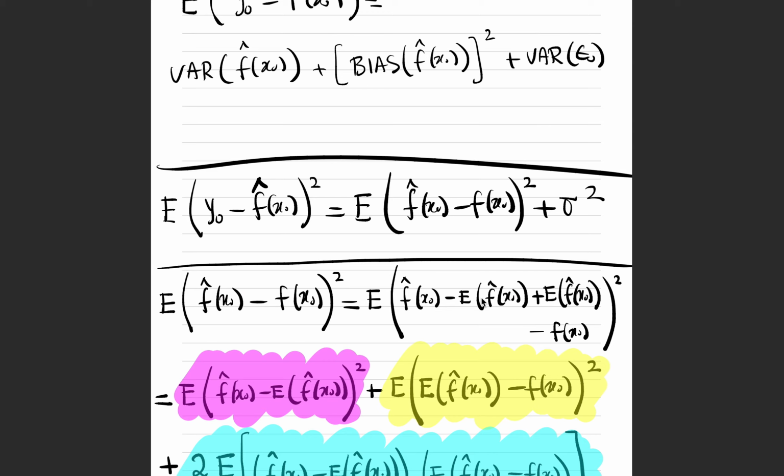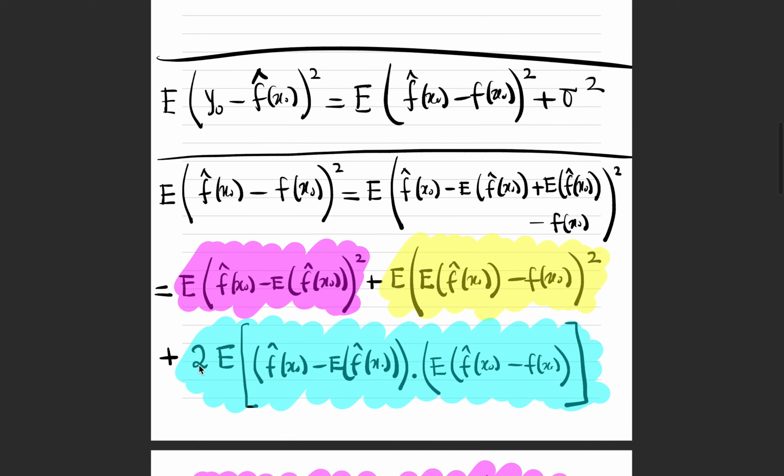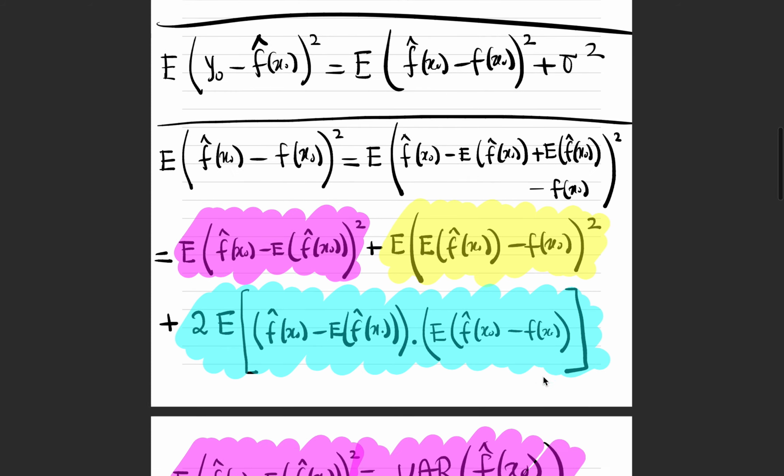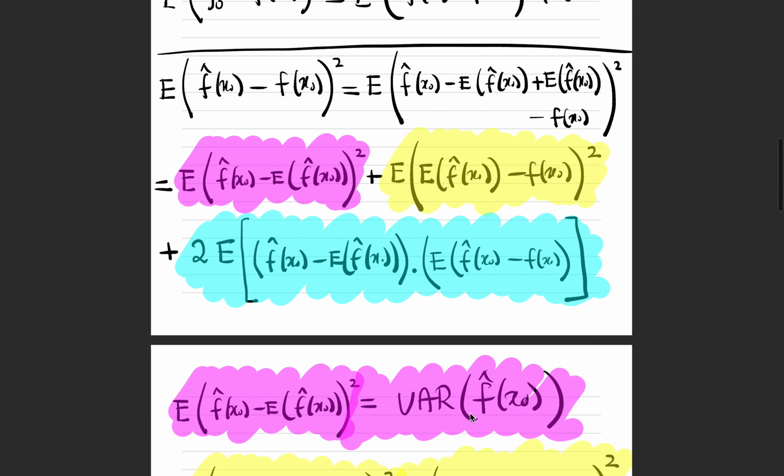So we subtract the constant, we add a constant, we square it, and then we have f hat minus E f hat squared, plus E f hat minus f squared, plus 2 times f hat minus E f hat times E f hat minus f. Now what is this? This is the expected value of f hat minus E of f hat squared, which is the variance of f hat.